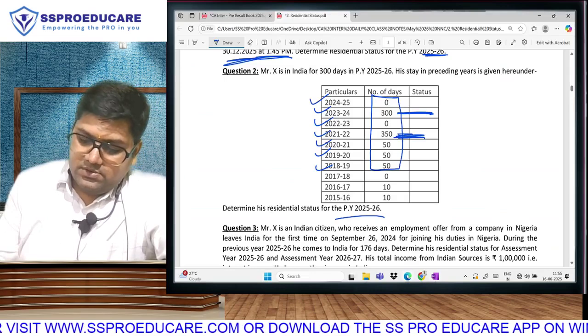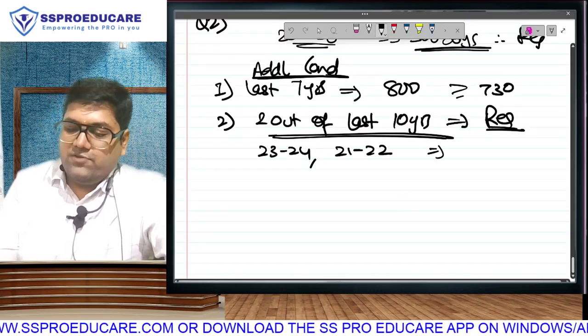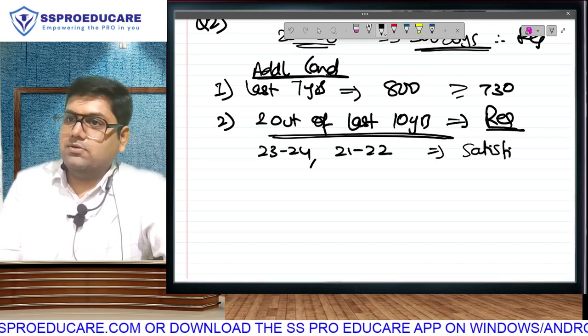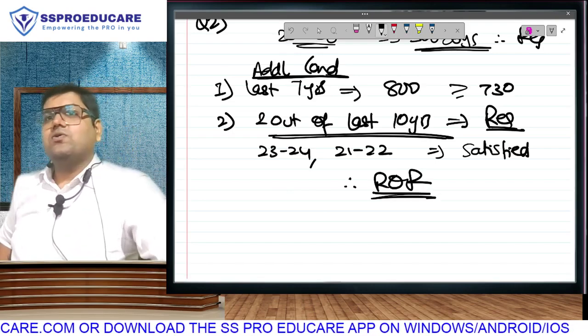21, 22. Am I fulfilling that 182 criteria? And therefore, this condition is also true. Therefore, he is R1.